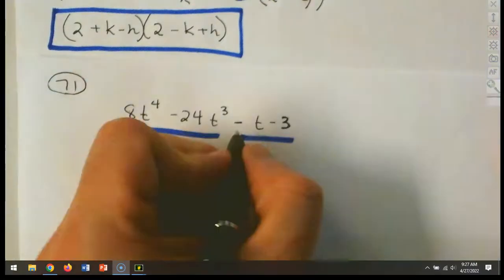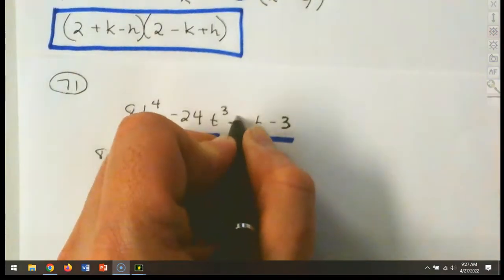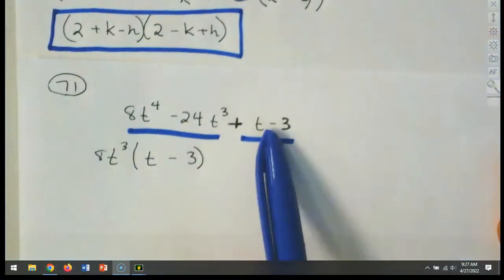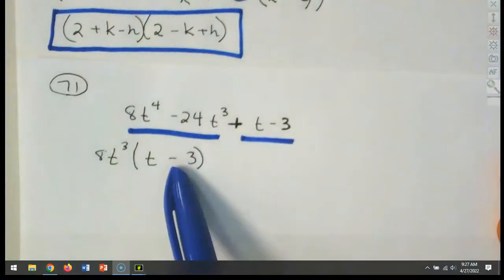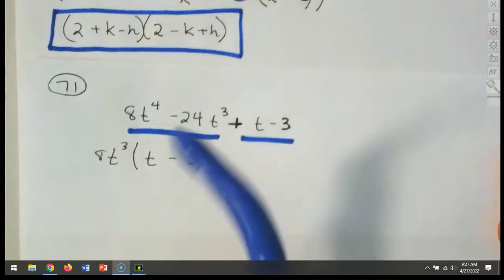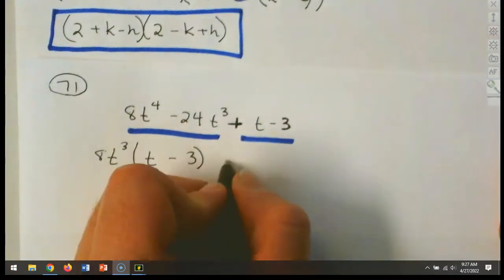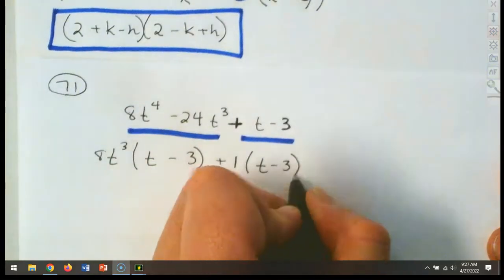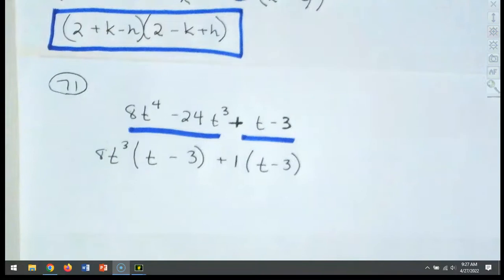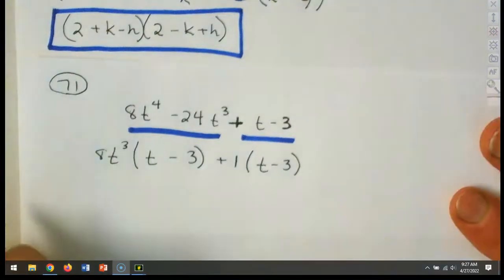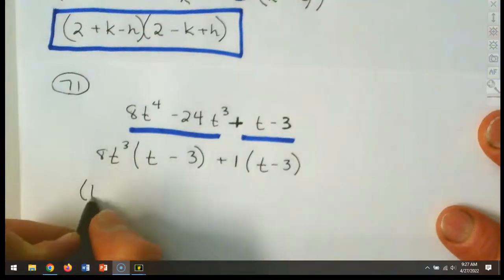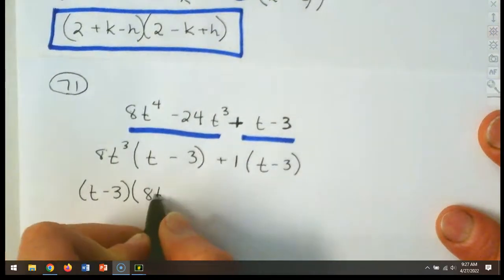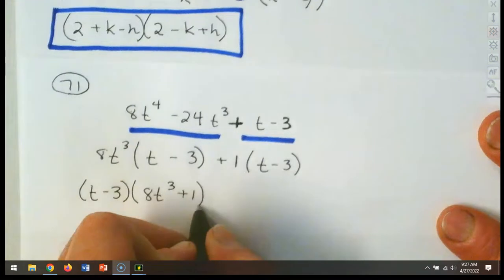Oh, and that should be a plus there. My mistake. I copied it down wrong. Yep. It's going to be a plus there. And notice now, what do we know? This already matches up with what? That. If nothing comes out, what can you factor out? You can always factor out a 1. And that leaves you now with the t minus 3. These are the same. So that's t minus 3 and then 8t cubed plus 1.